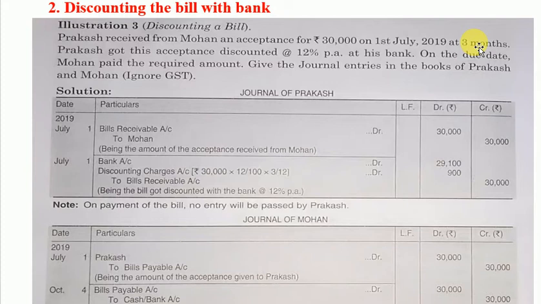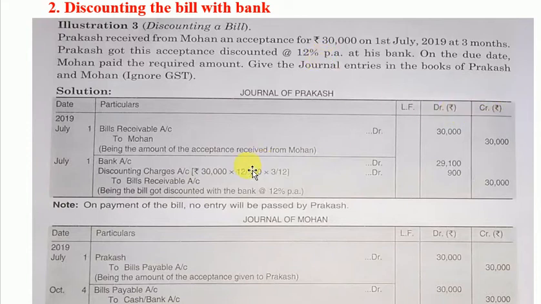So we will have to first calculate discounting charges. It will be on 30,000 at the rate of 12% per annum for 3 months. So when you calculate discounting charges, it will be 30,000 into 12 by 100 into 3 by 12. If per annum is not mentioned, then you have to completely calculate it at the 12% rate. But here, since per annum is mentioned, the time duration is very important to be taken care of. So we will calculate discounting charges and then we will write the entry in the book of Prakash.